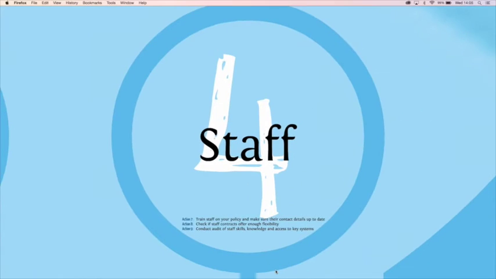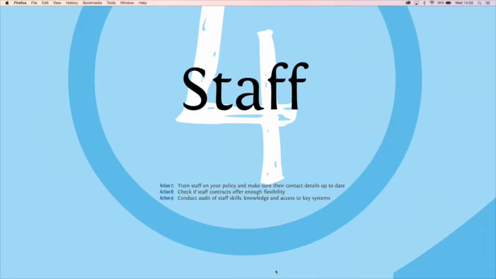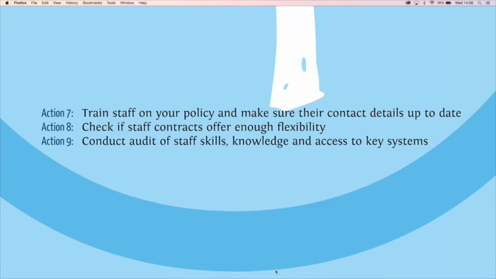Which leads us on to 4, which is your staff. They play a crucial role in the recovery stage. If you allow for your staff's needs, they can concentrate on keeping you in business when you probably need them the most. So ask yourself these questions. Are your staff contact details up to date, with more than one way of contacting them, and do the staff know what to do if the offices become inaccessible?